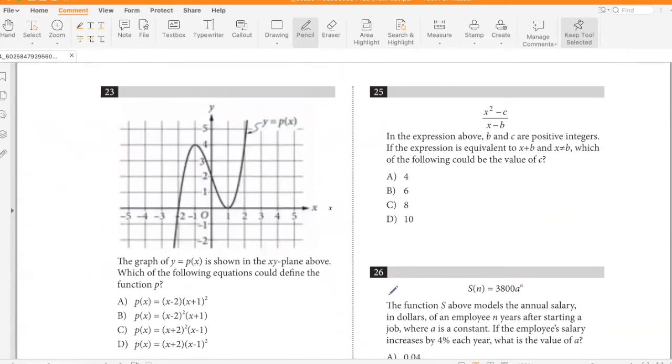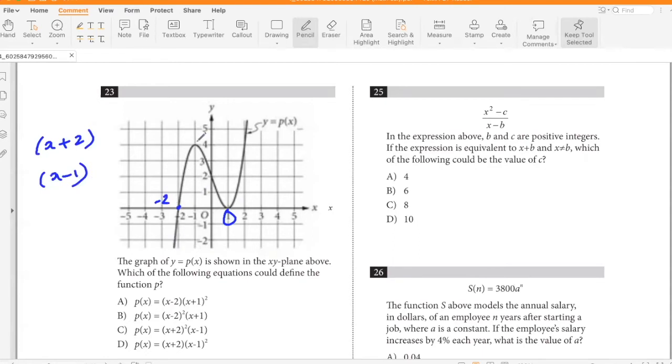The graph of y is equal to p(x) is shown in the xy plane above. Which of the following equations could define the function p? Okay, so my x-intercepts are -2 and 1. So my factors will be x plus 2 and x minus 1.